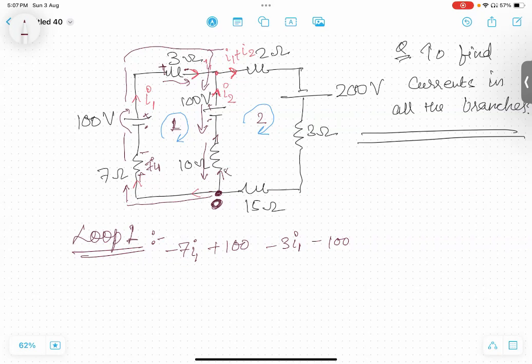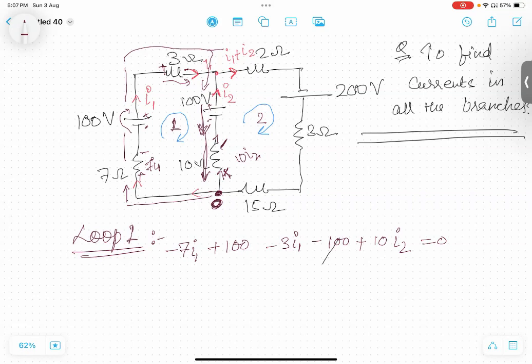So current I2 must have been going from plus to minus. And how much potential drop across this 10 ohm? 10I2. So will it be a drop or gain? Since our loop direction is this, we are coming like this. This is minus and this is plus. We are going from minus to plus, so we are gaining something. Minus to plus means we are gaining something. So we have gained 10I2 potential and we came back to this point equal to 0.